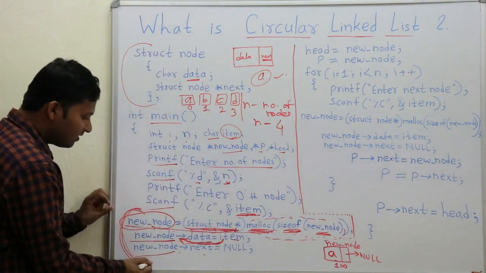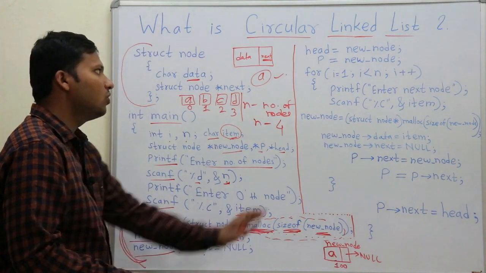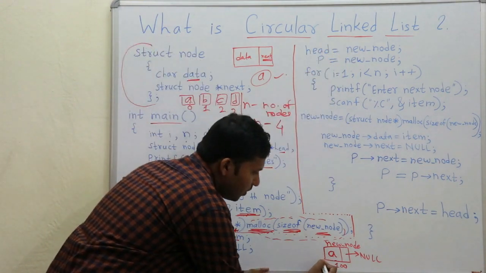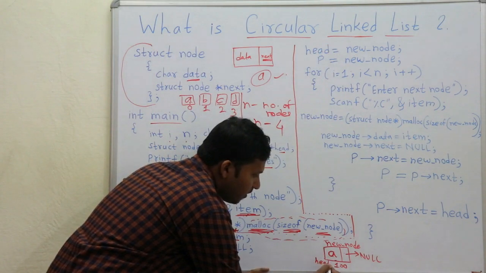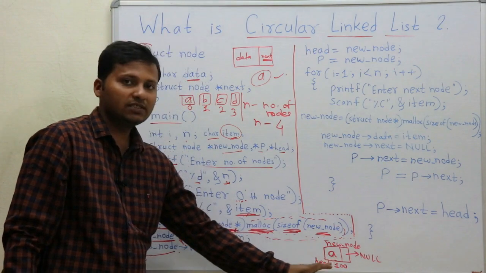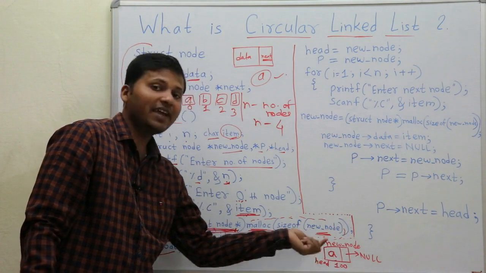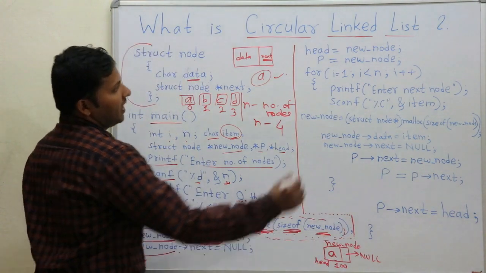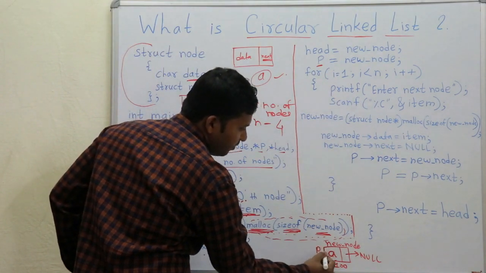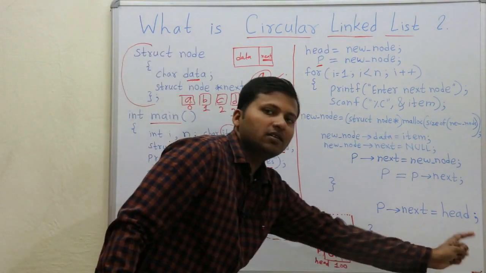We have created the node with these 3 lines. Now you have understood, so we'll go ahead. Now head is equal to new node, means we make head pointer point to this node, because this is the 0th node, means this comes before all nodes, so we call it the head node. Also pointer P points to this node. This pointer P is used to trace in the linked list.